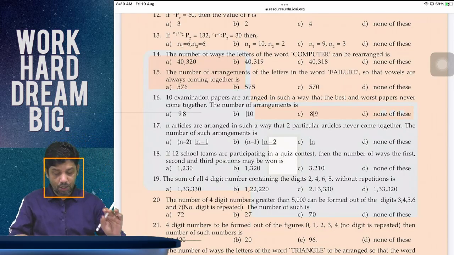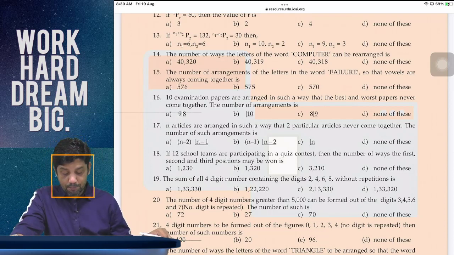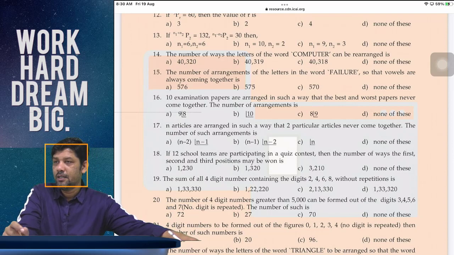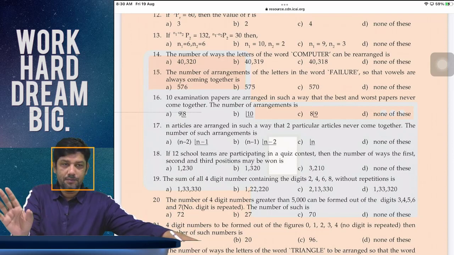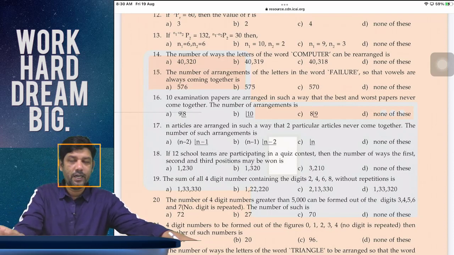The number of ways, sum number 14 from the first exercise: the number of ways the letters of the word computer can be rearranged is. Guys, listen here. There is no restriction. Computer, how many letters word? 8 letters word.